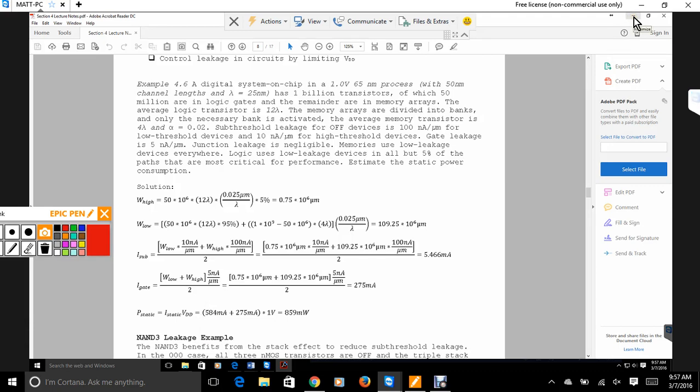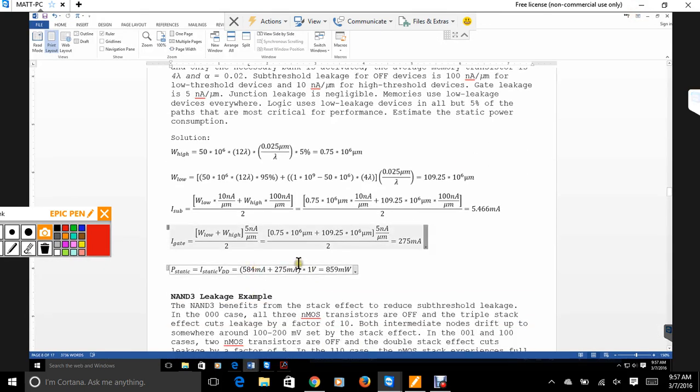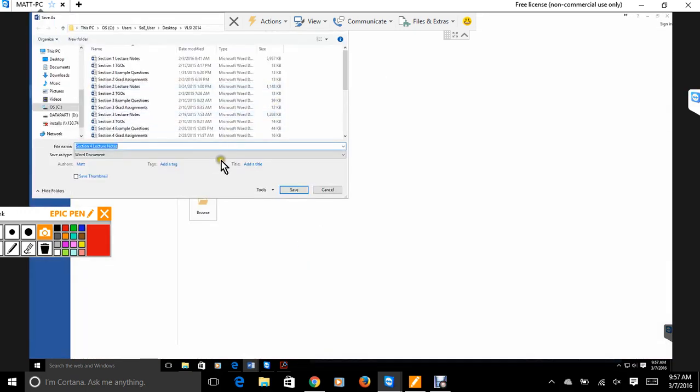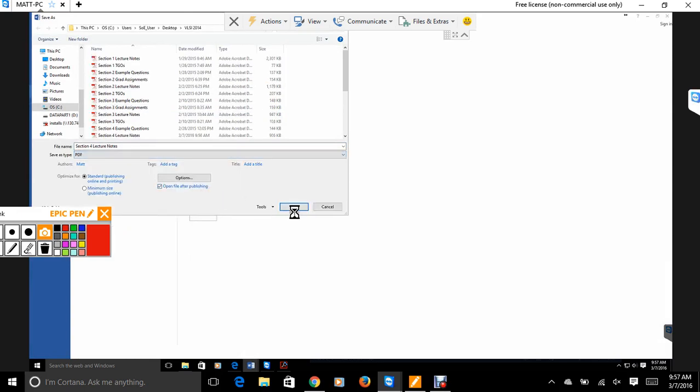So the C static, which one? Yeah. So instead of 859 milliwatts, that becomes, it should come out to 275 plus 5, isn't that hard.